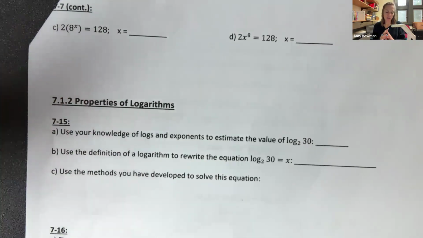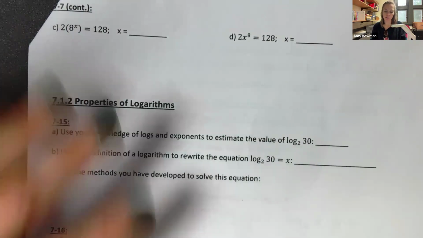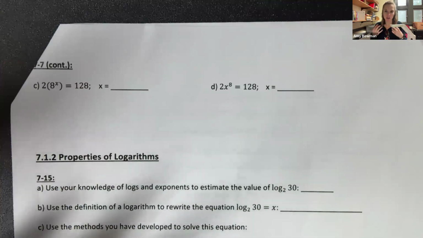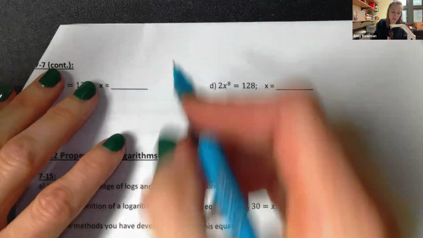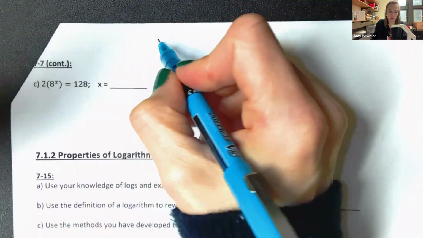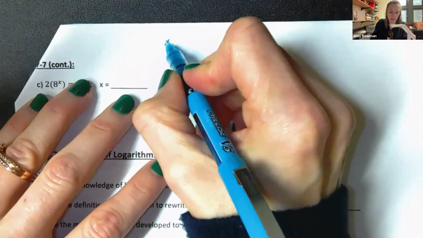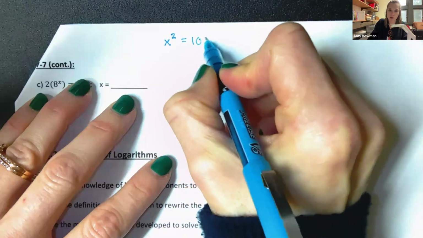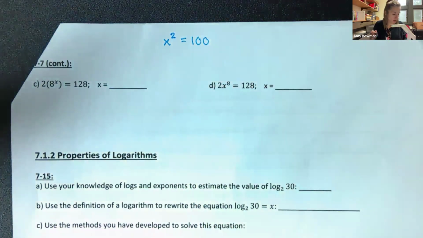So when we are undoing a function, it's important that we isolate that function first. I'm going to show you a completely different example. You don't even need to write it down. I just want you to look and pay attention. Similar to that same one I had on the other page where I had x squared equals 100.